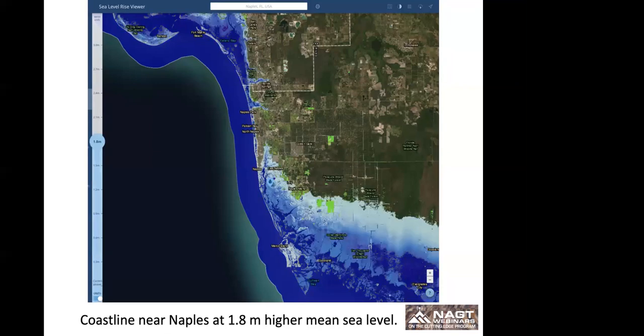And here's a model prediction of what the coastline near Naples will look like with mean sea level about 1.8 meters higher. In the high intermediate scenario adapted by NOAA from a US federal climate working group, this level of inundation is expected to be reached in the year 2100, about 80 years from now. It's pretty startling.